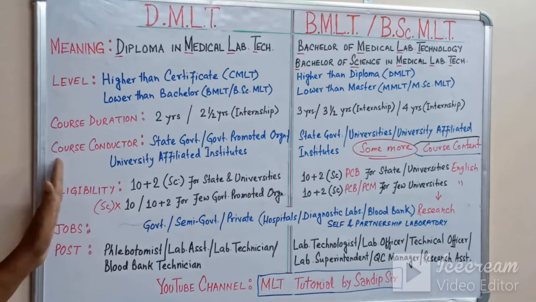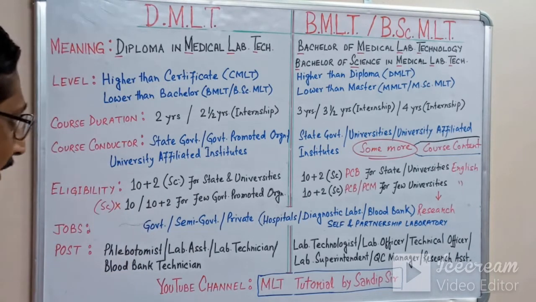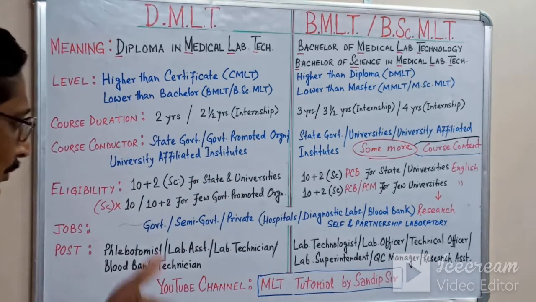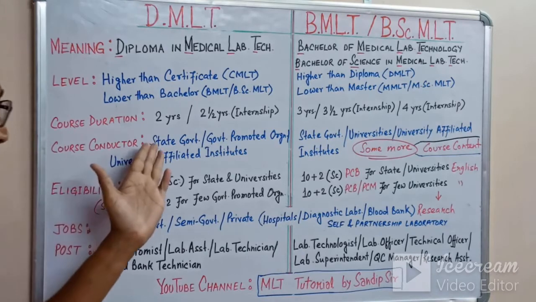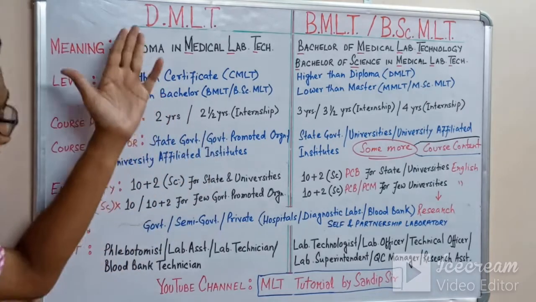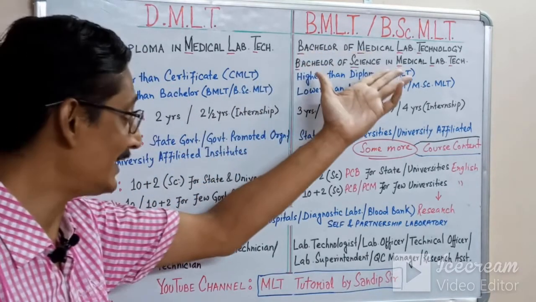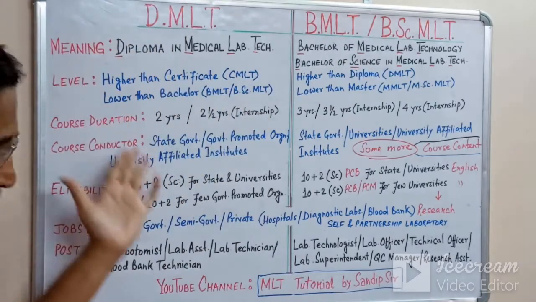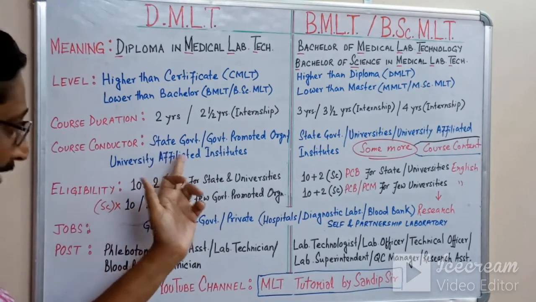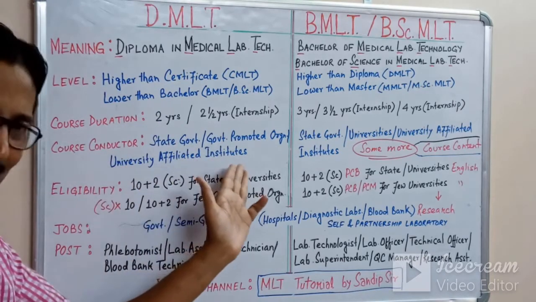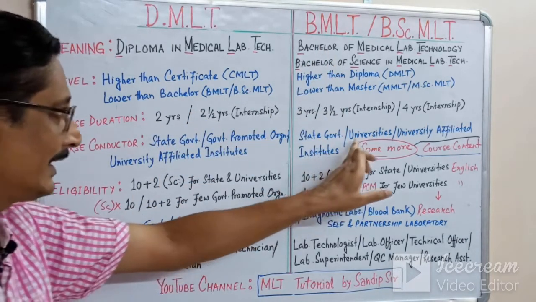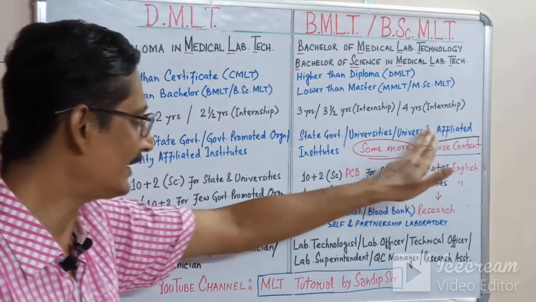Now, who are the course conductors? About these things I have a video, and the link is in the description, you may go for that. The state governments are the main course conductors. Various state governments provide the diploma, various provide the bachelor degree, and various provide both, so you may go for any one. State governments and university affiliated institutes, like that, BMLT is also provided by state governments, universities and university affiliated institutes.